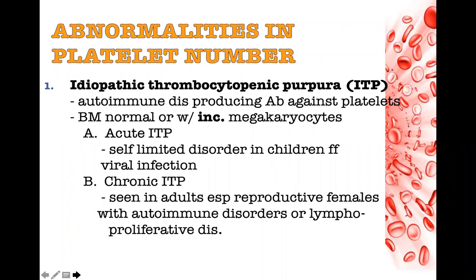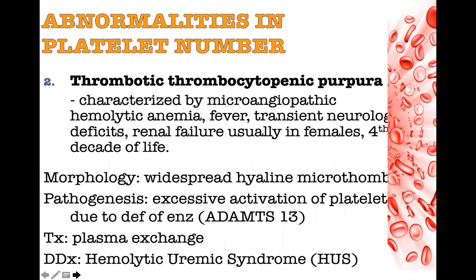Whereas chronic ITP may be seen in adults, especially in reproductive females or in females who are in their active reproductive life, and more often accompanies autoimmune disorders or some lymphoproliferative disorders. Then you have your thrombotic thrombocytopenic purpura. This is characterized by hemolytic anemia involving the smaller blood vessels. There is usually fever, transient neurologic deficits, and renal failure in females in the 4th decade of life.